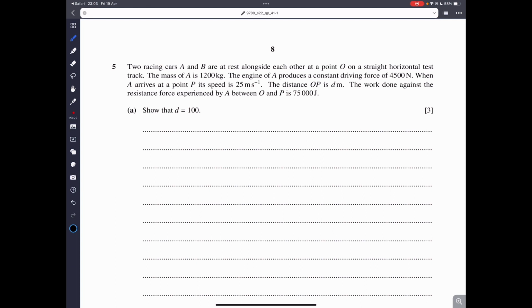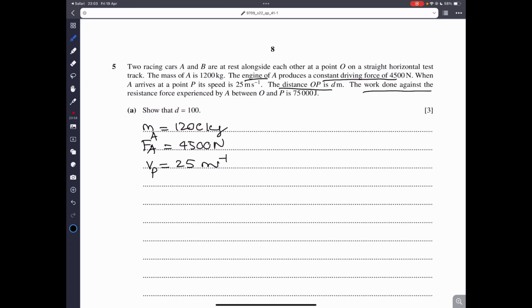This is what you do in mechanics. So the mass of car A is 1,200 kilograms. The engine produces a constant driving force. The constant driving force of A is 4,500 newtons, and when A arrives at point P, its speed is 25. So velocity at point P is 25 meters per second. The distance OP is D meters.